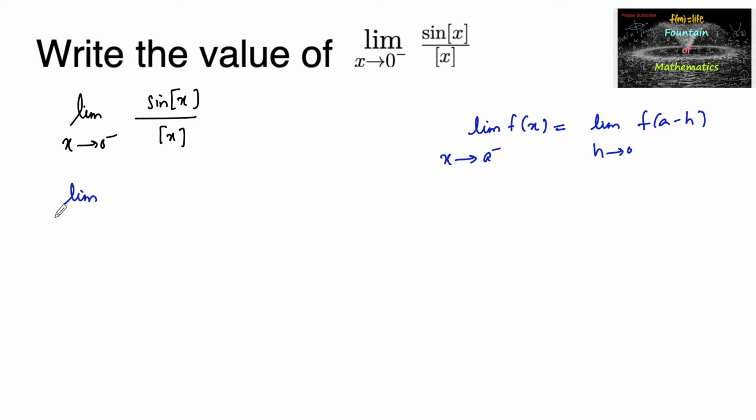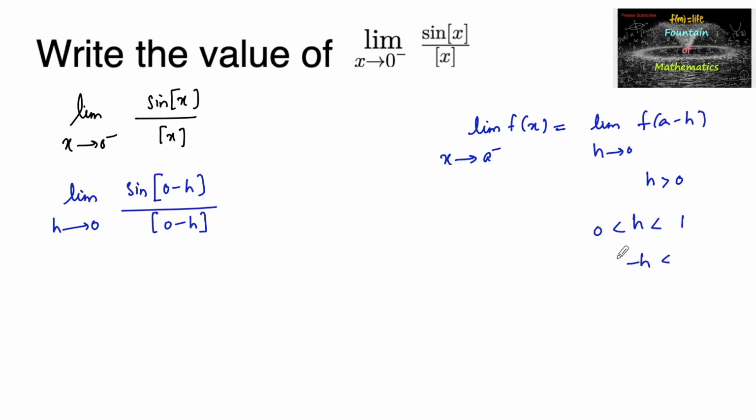So we can write limit h tends to 0 here, sine of [0 minus h] upon [0 minus h], where h is a very small positive quantity, and h lies between 0 and 1. Then negative h lies between minus 1 and 0, and [minus h] value is minus 1. So we can write here limit h tends to 0 sine of [minus h], that is sine of minus 1, divided by [minus h], that is minus 1.